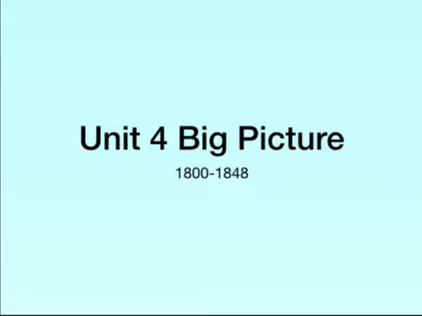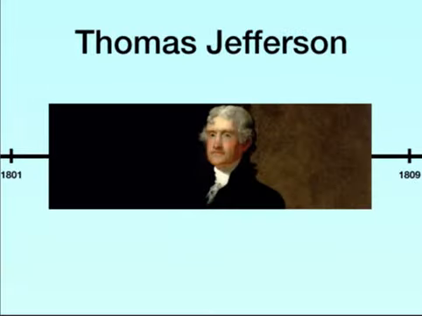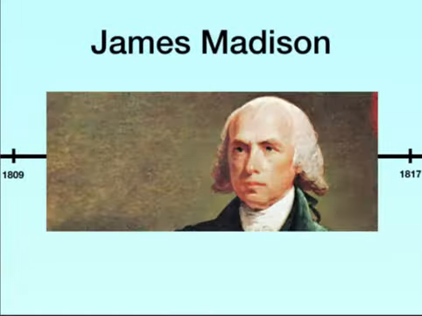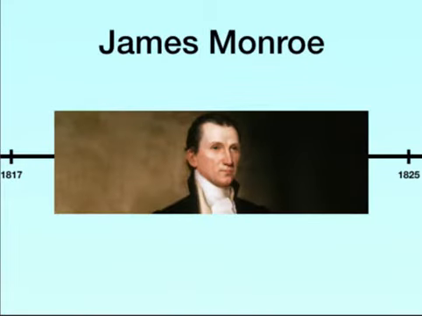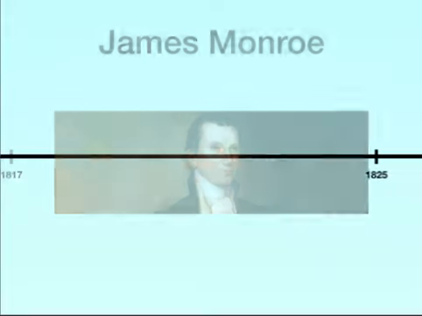Let's look at some of the big ideas in Unit 4. Let's go through the presidents first. We've got Thomas Jefferson, James Madison, James Monroe, and if you remember this fact, that every president in this era, in 1800 to 1848, every president who is elected and only has two names serves two full terms. Jefferson, Madison, Monroe, that's all true.